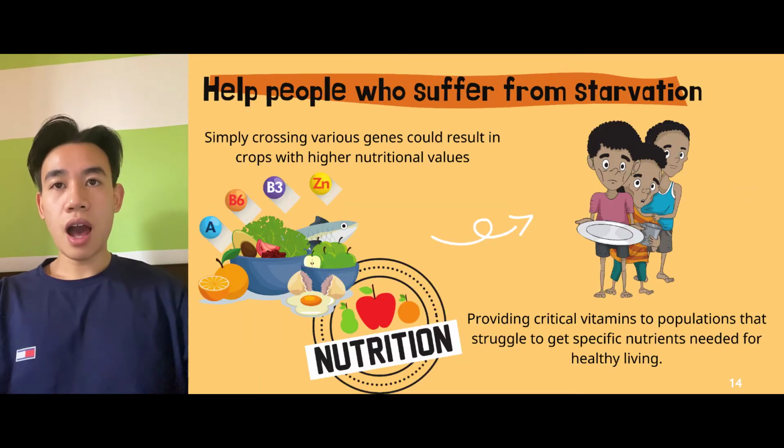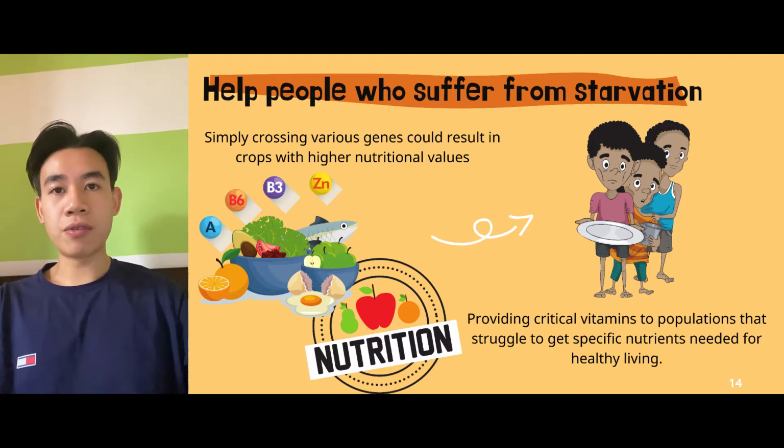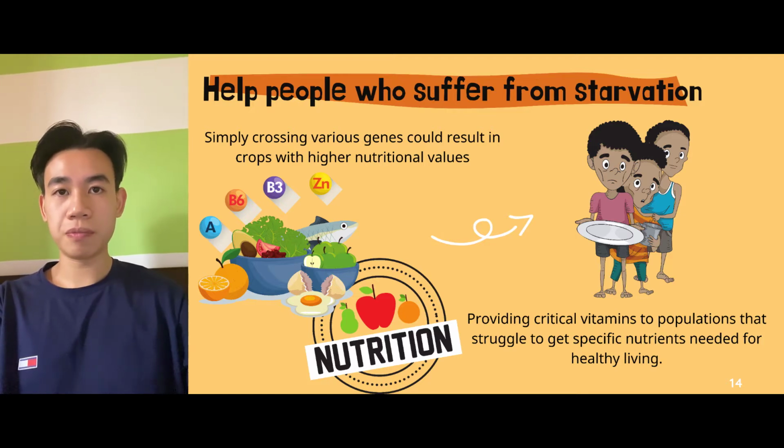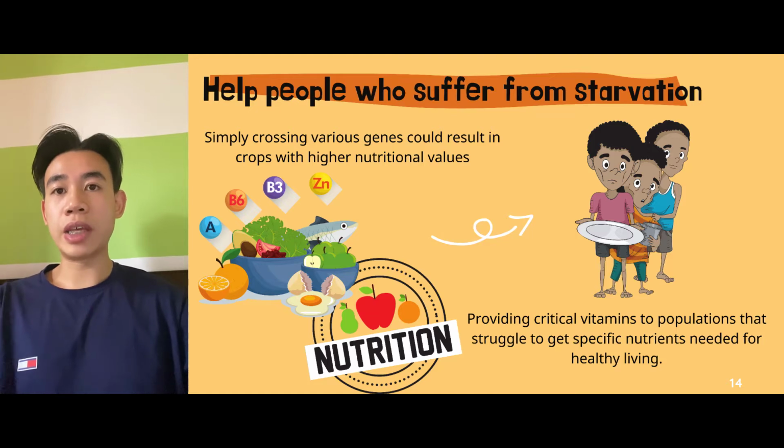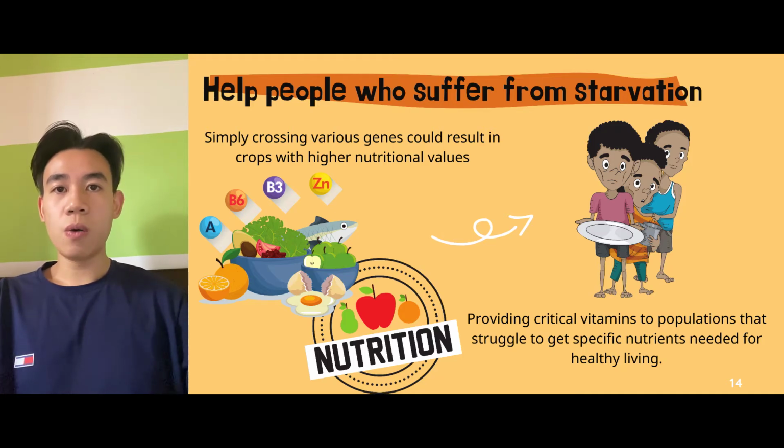For the last reason, GMO can help people who suffer from starvation. One could have crops that have better nutritional values by simply crossing multiple genes. And this genetically modified seed can be sent to third world countries that suffer from hunger, giving them the healthy food they need. This seed can be enhanced with vitamins, protein, and other vital necessities. This would help people who suffer from starvation, and scientists could enhance a product such as rice to have all the nutrients that one needs to live.